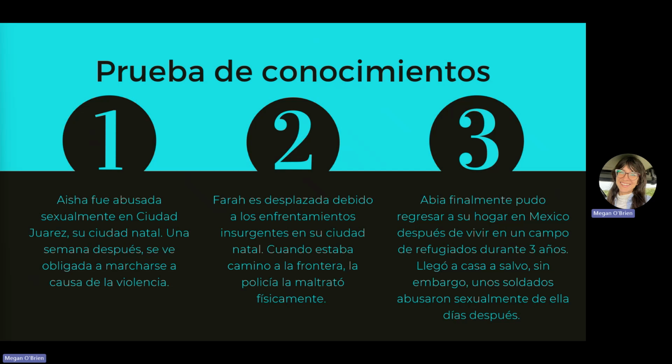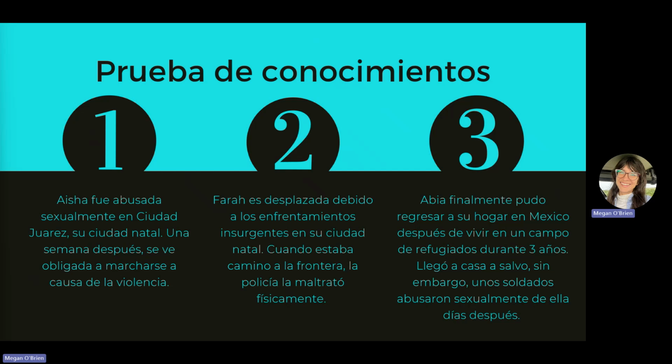of violence. So Aisha was raped in Ciudad de Juarez, her hometown. 1 week later, she was forced to leave because of the violence. How would we classify her stage of displacement at the time the incident occurred? This is pre-displacement. Aisha ended up being displaced, but the act of violence occurred before she left.